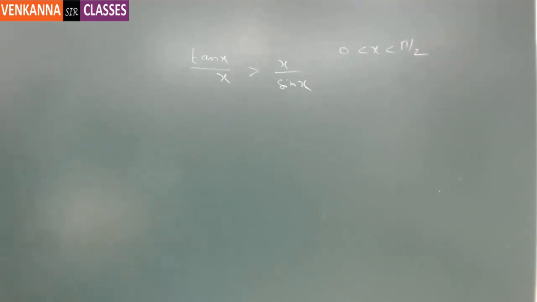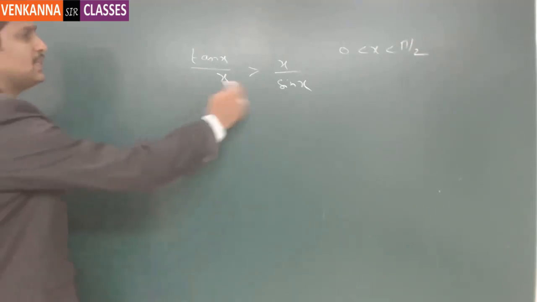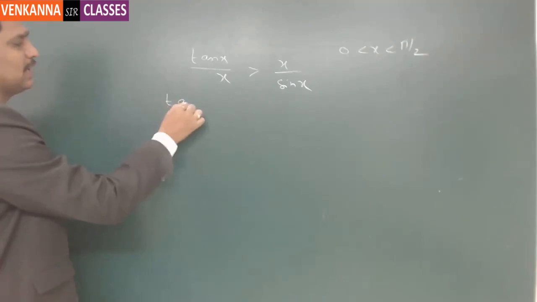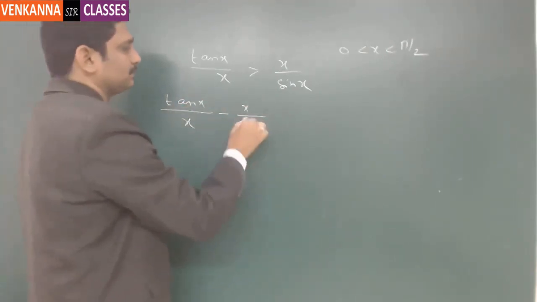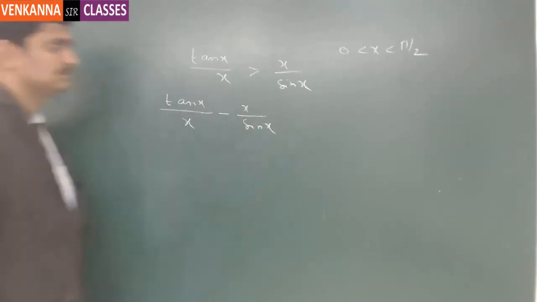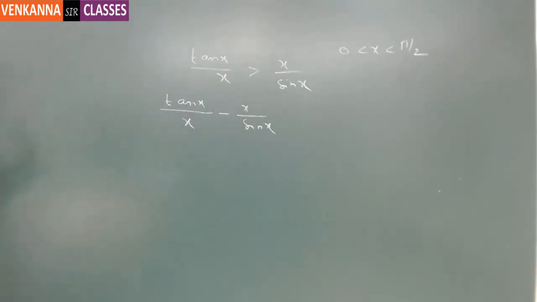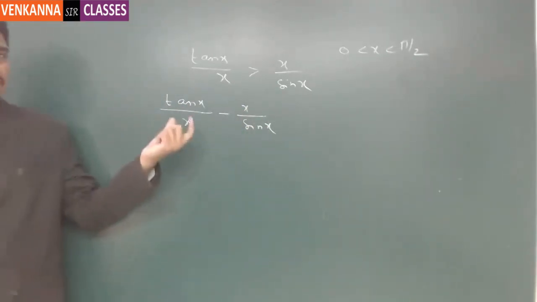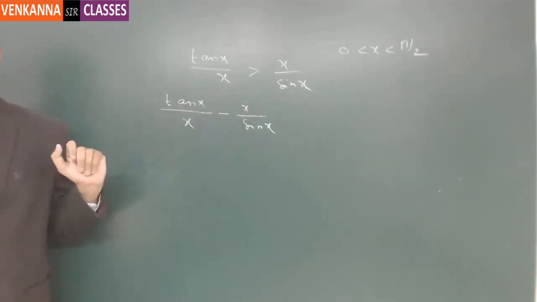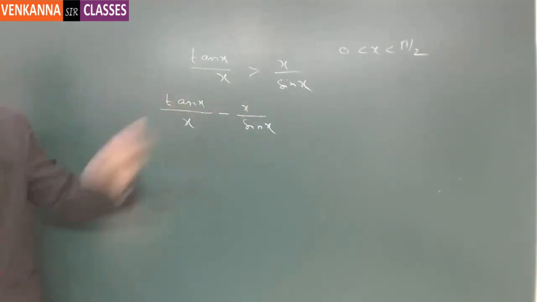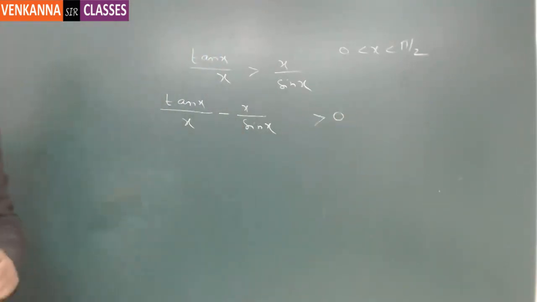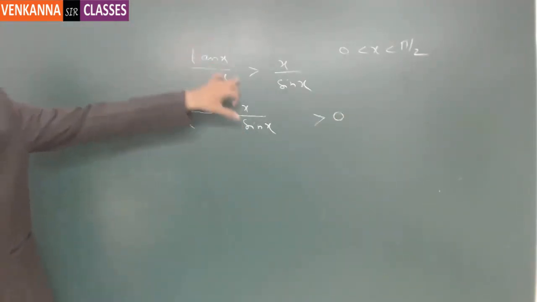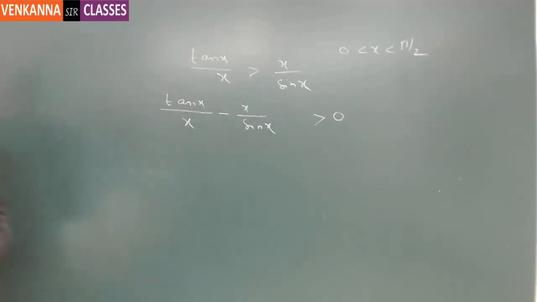Now, the approach here, since you are going to prove that, is to take the difference between the two values. First, forget about the interval. Consider the difference between two fractions. If you have proved that this is positive, automatically this fraction will be greater than this fraction. Agreed?